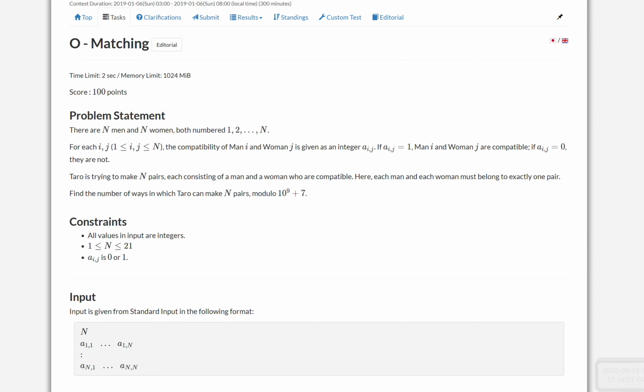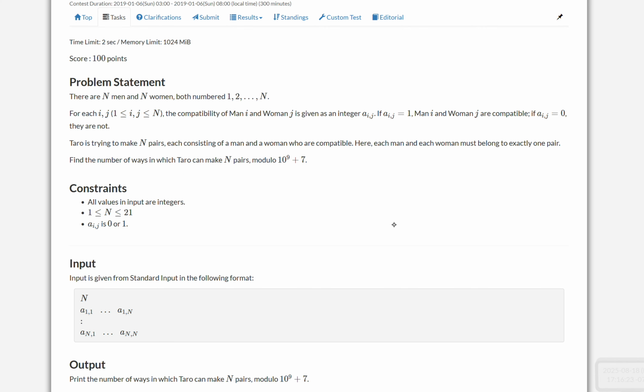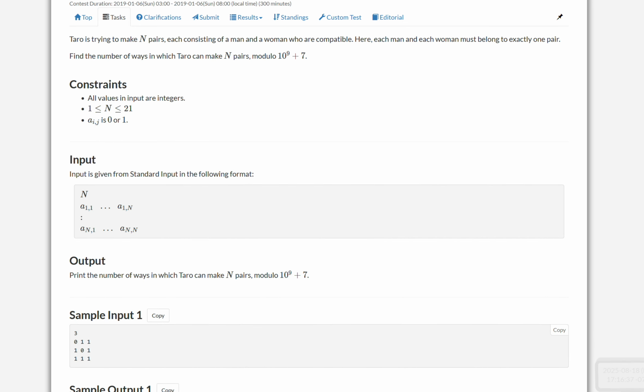And this is the solution for Matching on the AtCoder DP contest. So we have n men and n women. There's a compatibility matrix for each man and woman i, j, and you need to find the number of ways to make pairs where each man and woman belong to exactly one pair, and each man and woman in each pair must be compatible. So n is up to 21, right?